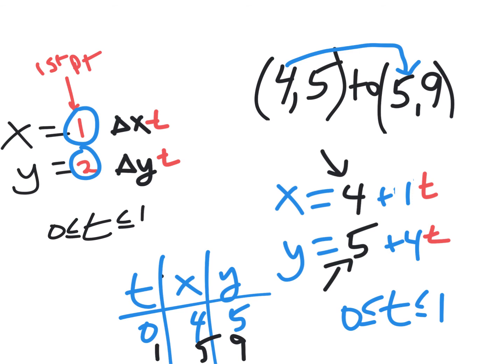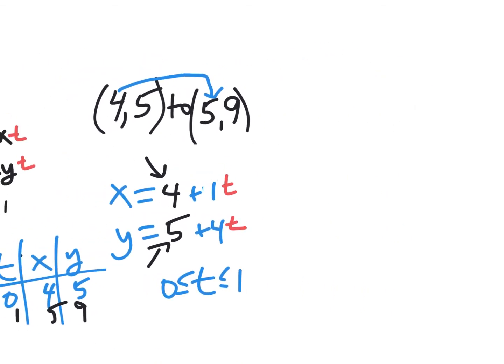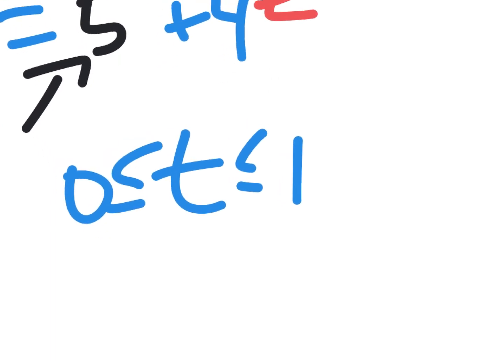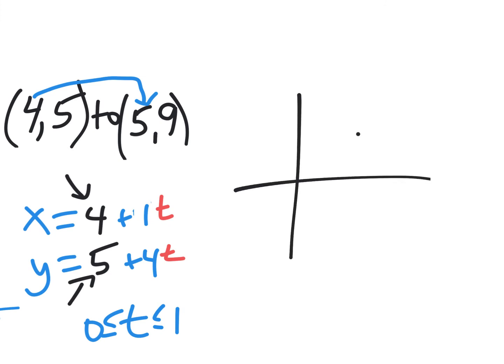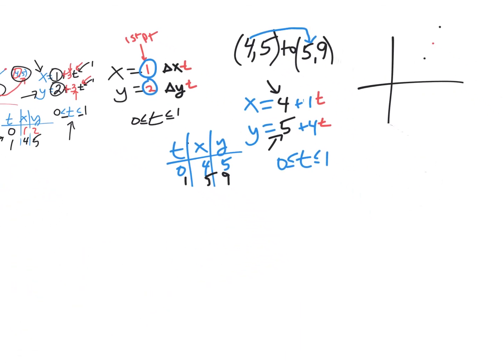If you wanted to, you could try putting in something between 0 and 1, like 1/2. And then you'd see that that point is actually between 4 comma 5 and 5 comma 9. If you put in 1/2, it would end up right in between them. Okay. All right. So that's called directed line segment. And there's one last thing to learn.